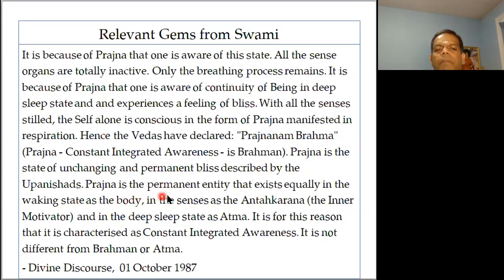Prajna is the permanent entity that exists equally in the waking state as body, in the senses as the Antakarana, the inner motivator, and in the deep sleep state as Atma. It is for this reason that it is characterized as constant integrated awareness. It is not different from Brahman or Atma. So this is a discourse Swami gave in 1987, October 1st. So as we can see in the mantra, Amaswapatyo Jagradhyascha Vo Namaha, it is talking about these states of existence, the avasthas as they are called in the Vedic literature.